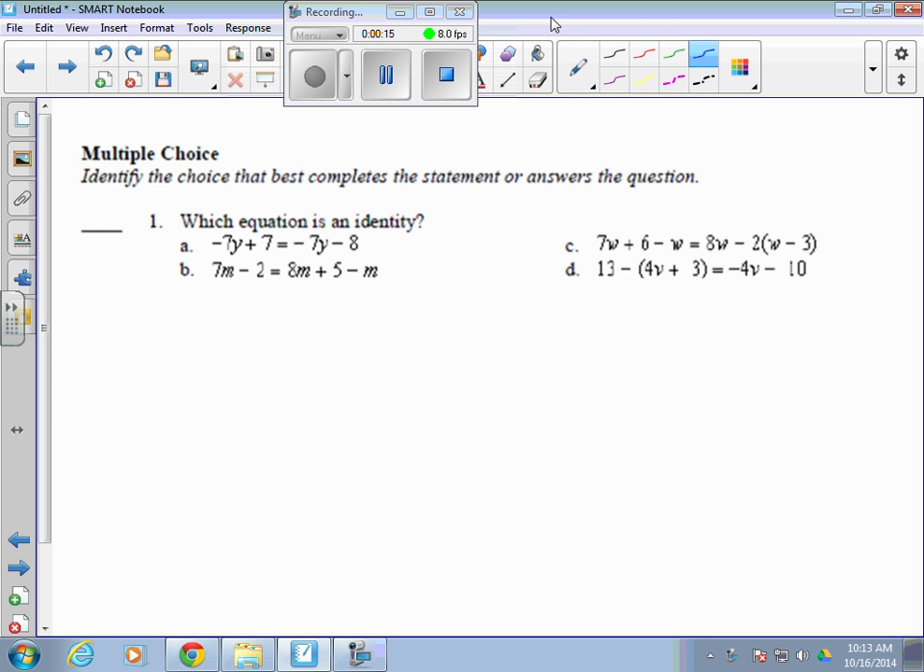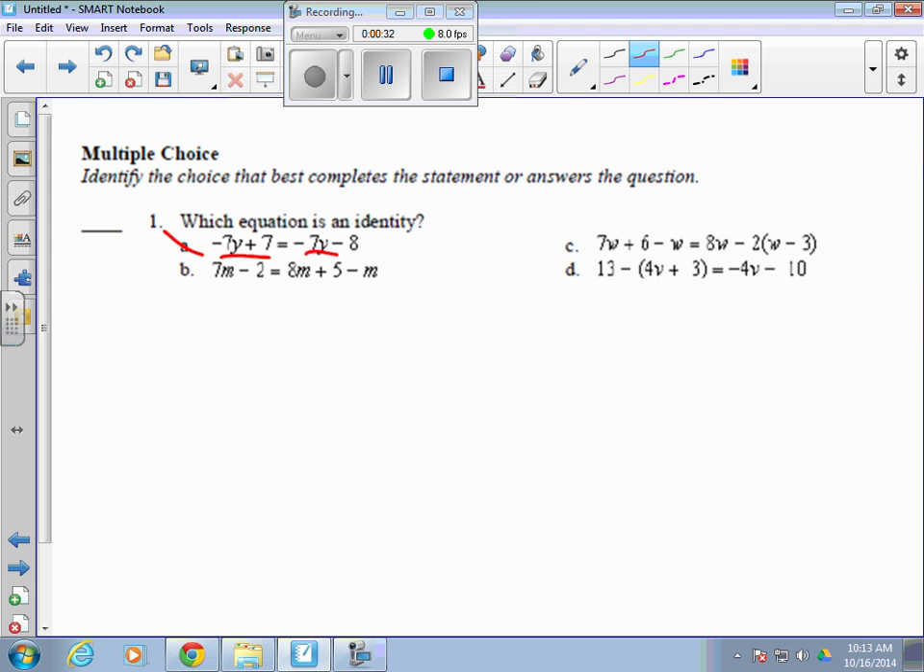First question asks you which one is an identity. Remember, in order to be an identity, it has to say the same thing on both sides of the equal sign. That way it'll be true for all numbers. You can look at A and see, even though it says negative 7y and negative 7y on both sides, one of them says 7, the other one says negative 8, so A doesn't work.